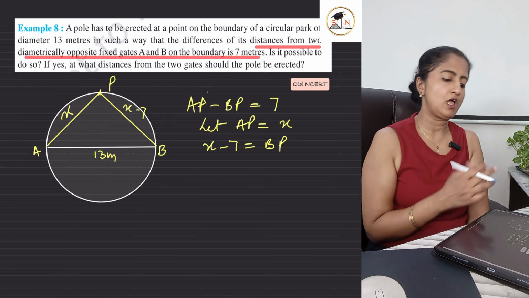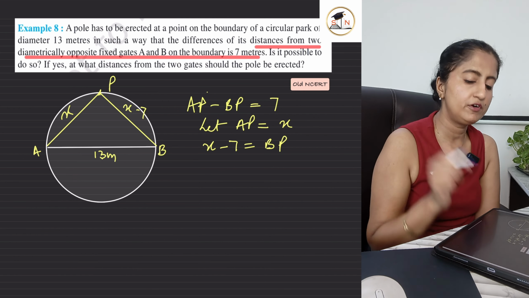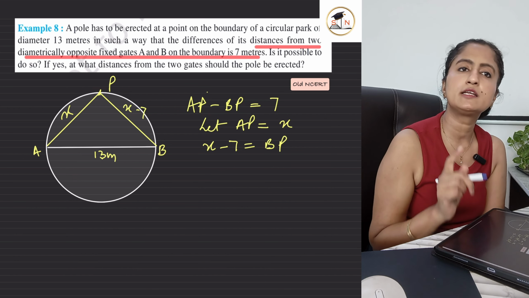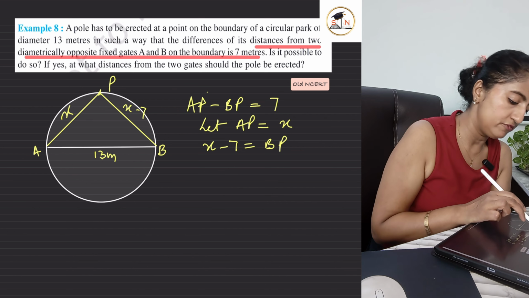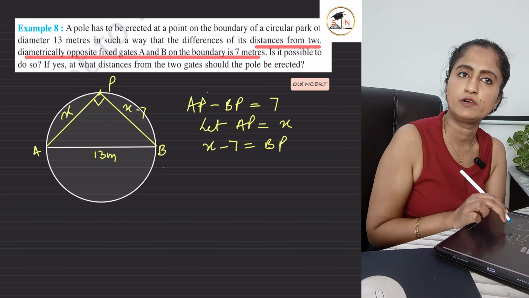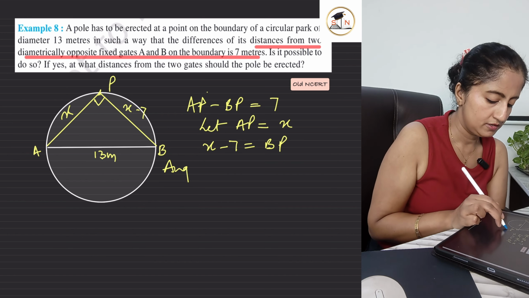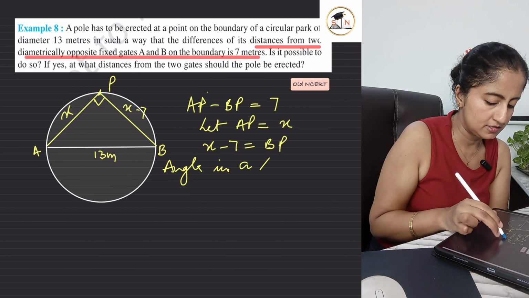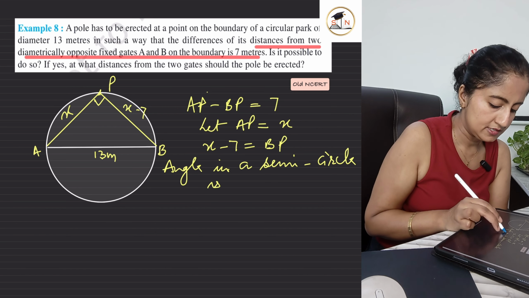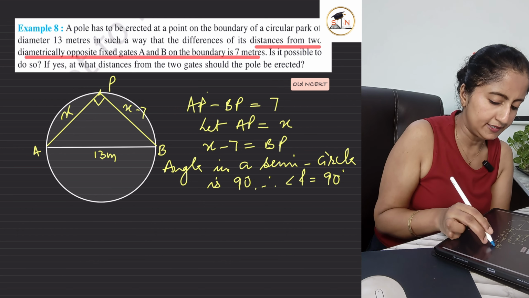Now over here we have got the dimensions, but how do we form a quadratic equation? Over here you need to use the circles theorem which you had studied in class 9, that angle in a semicircle is always a right angle, which means angle P is 90 degrees. You need to mention this theorem over here, then only you will be able to apply Pythagoras. Angle in a semicircle is 90 degree, therefore angle P equals 90 degree.